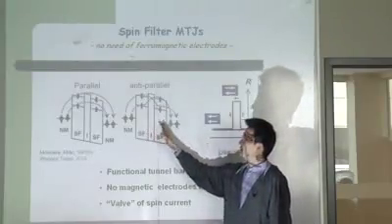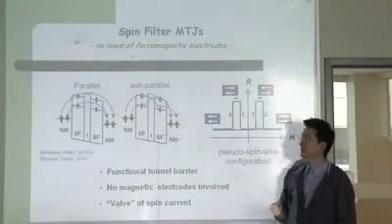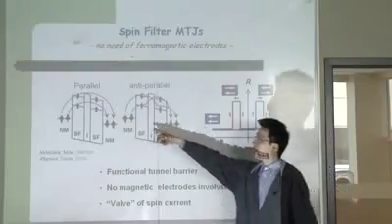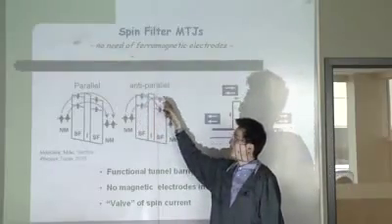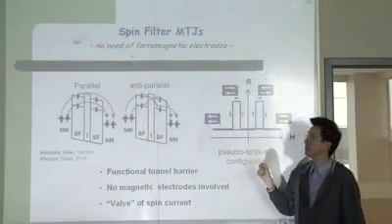Now, if the two spin filter barriers are antiparallel to each other, both the up and the down electrons have to cross at least one tall barrier to get through.